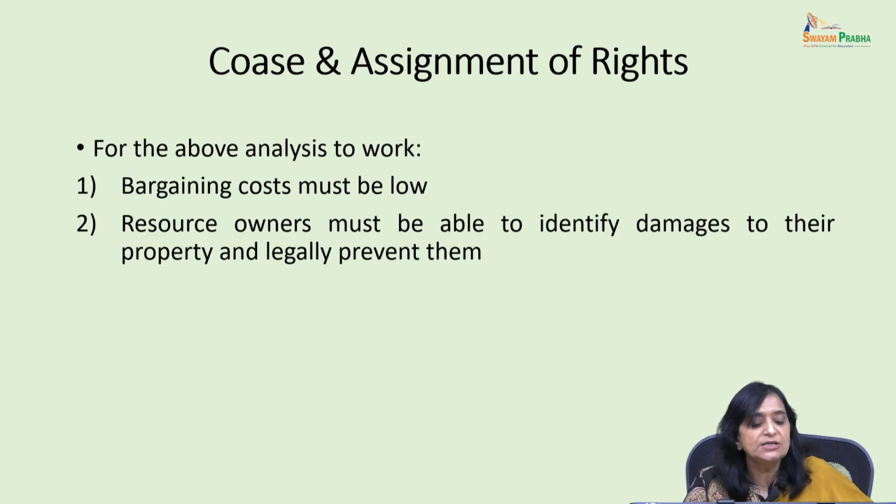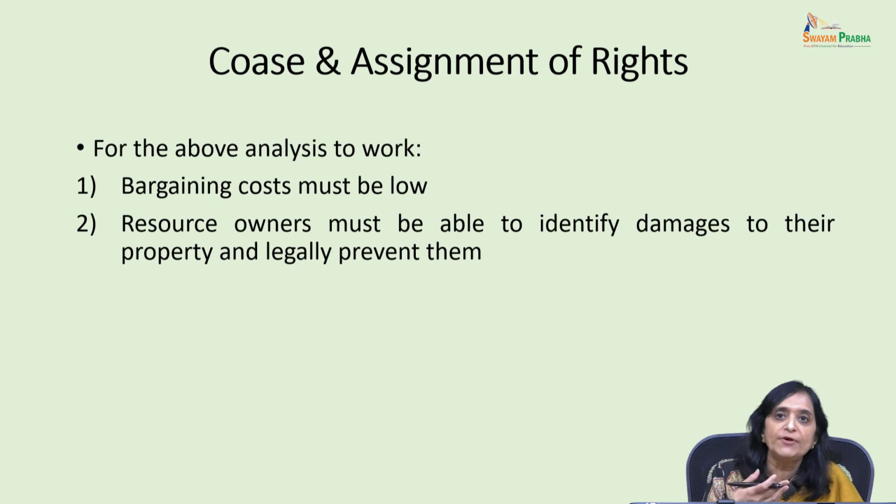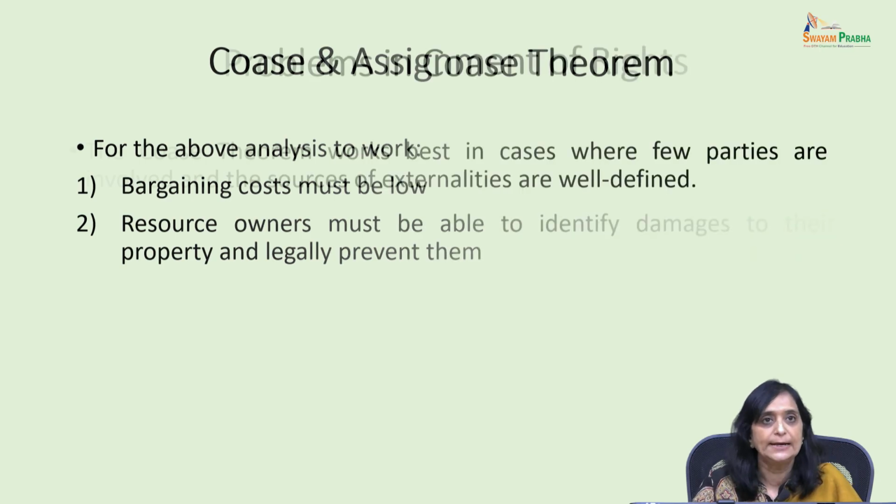Now, as we've just said, what are the conditions? The above analysis is based on the fact that the bargaining costs are low, and also the resource owners must be able to identify the damages to their property and legally prevent them. That is, you should have perfect information. You should have enough knowledge that you are able to quantify the damages which are being done to you, or what is the abatement cost of reducing this pollution, or what is the damage caused by this pollution. You should be able to monetize that. You should be able to give a monetary value for that.